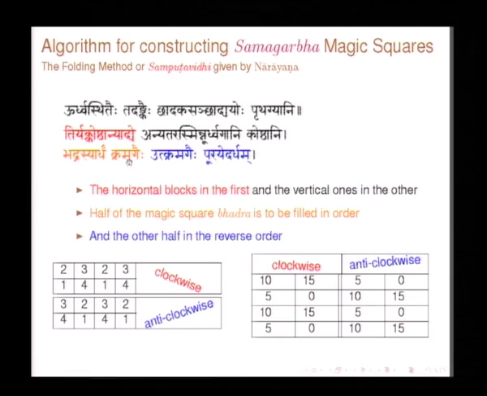So, bhadrasyardham, these are referred to in the verse by kramagaihi, utkramagaihi. Krama is a certain pattern, utkrama is the reverse pattern. So, half of them has to be filled this way, half of it has to be filled that way.